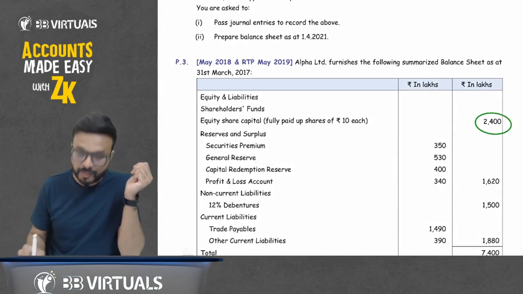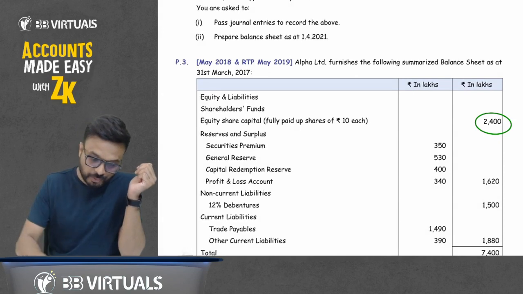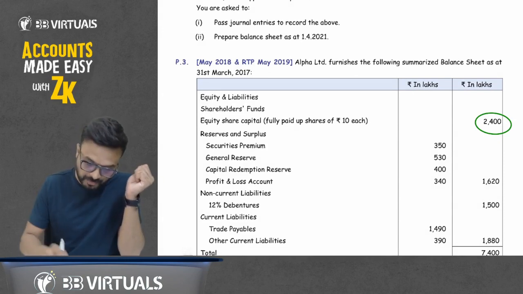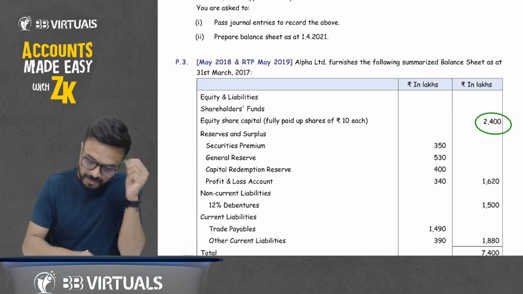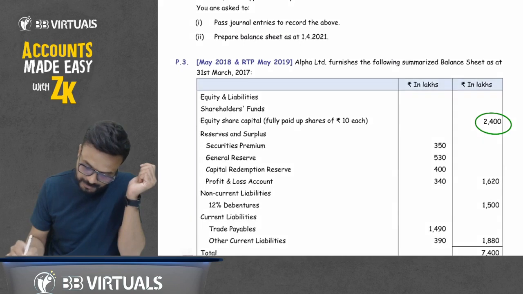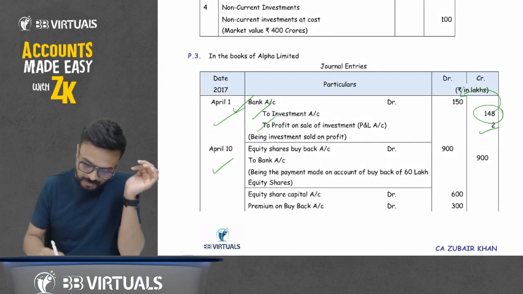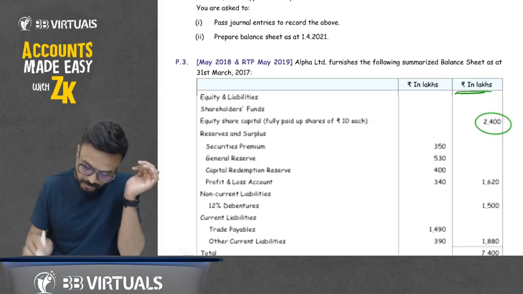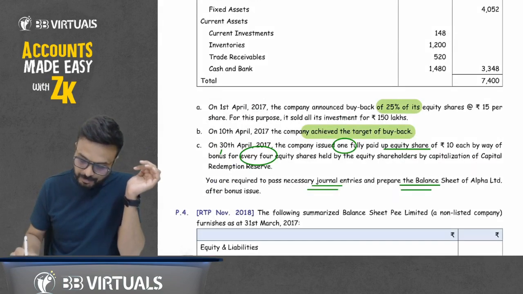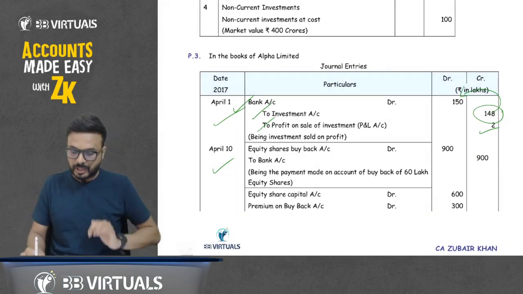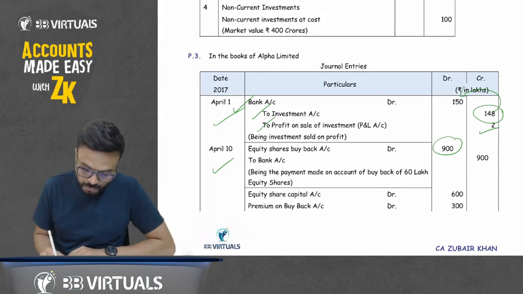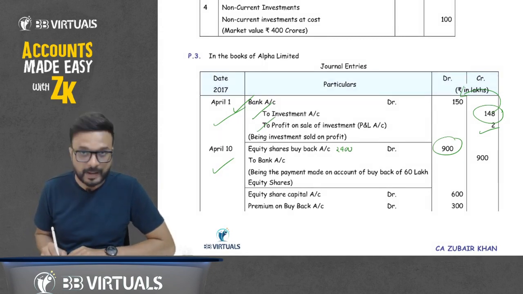How we have calculated this 25% of equity share. How many equity shares here? 2,400 is the amount of capital. So 2,400 multiplied by 25% comes 600 as the amount of capital, and divided by 10, that will come 60. Here the figures are in lakhs. So we are doing equity share buyback at rupees 15 per share. Now understand this calculation, how they have calculated 900. 2,400 is the amount of capital.